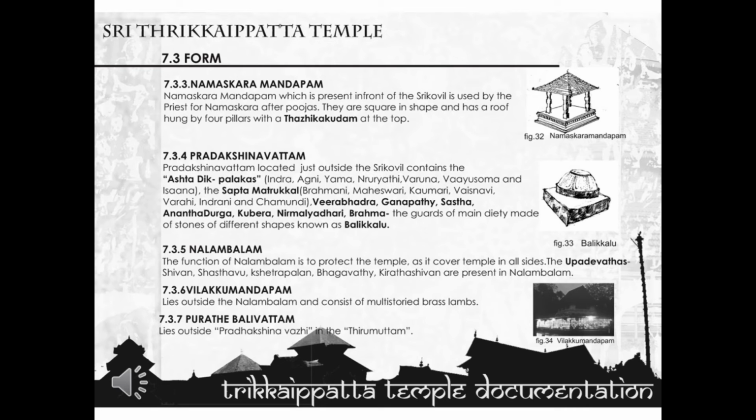Pradikshinavattam. Pradikshinavattam, located just outside the Srikovil, contains the Ashtadikpalakas, the Saptamatrukas, and the Belikallu, with the guards of the main deity made of stones of different shapes.